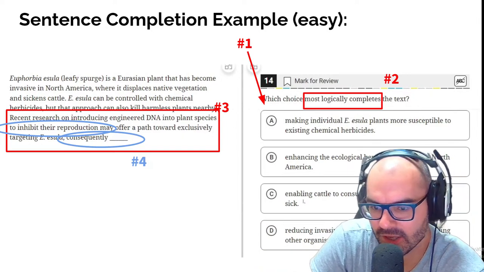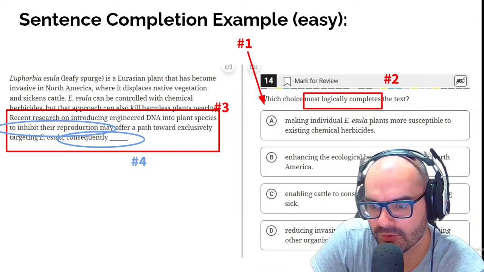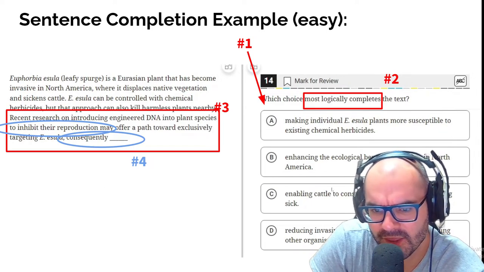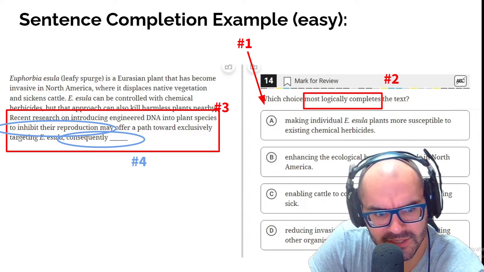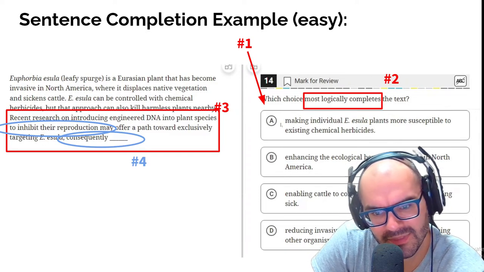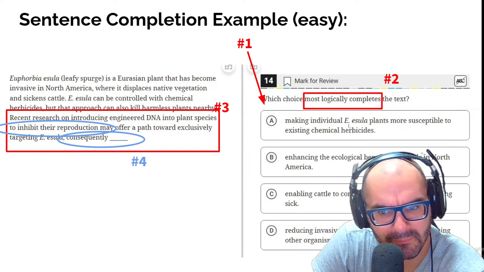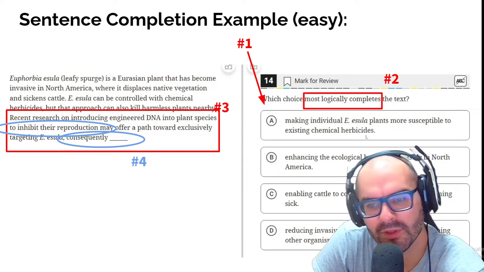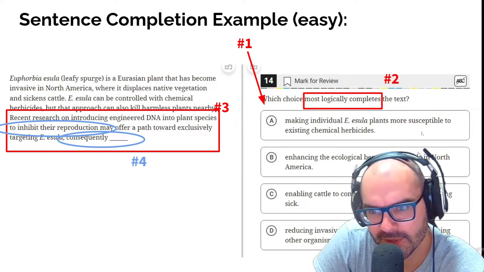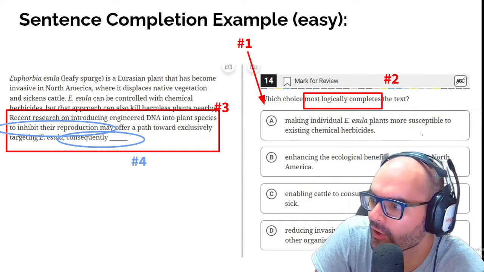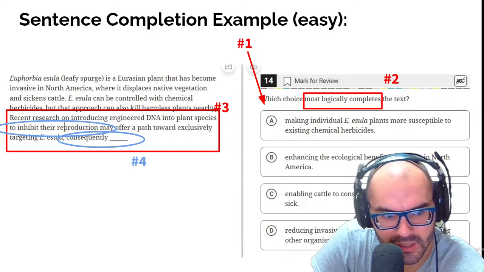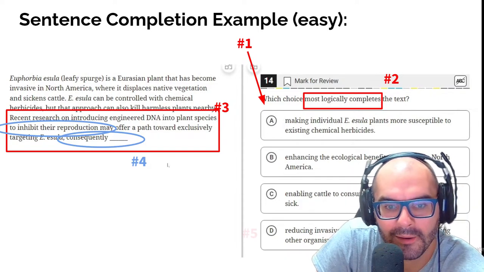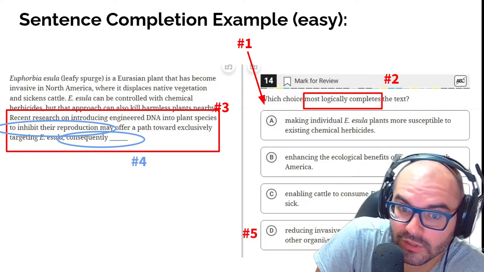B and C talk about other things, so I would never mark those, like ecological benefits and enabling cattle. That has nothing to do with this. E, also. The A one starts out okay, but then it's talking about herbicides, and that's not what reproduction is about. Herbicide just kills the thing, so that wouldn't have anything to do with inhibiting their reproduction. So D is really the only answer that makes sense here. So that's what I would answer. I think that's a good answer.